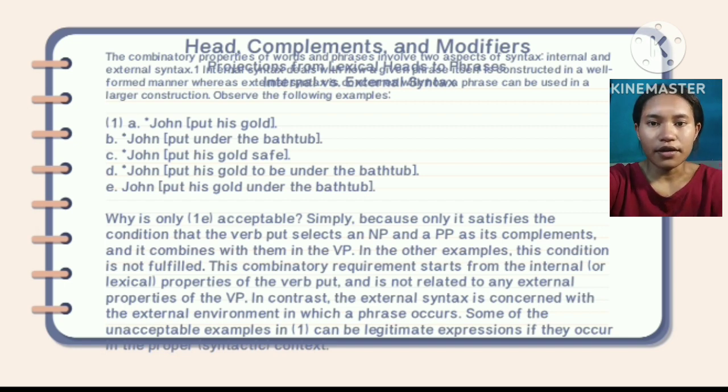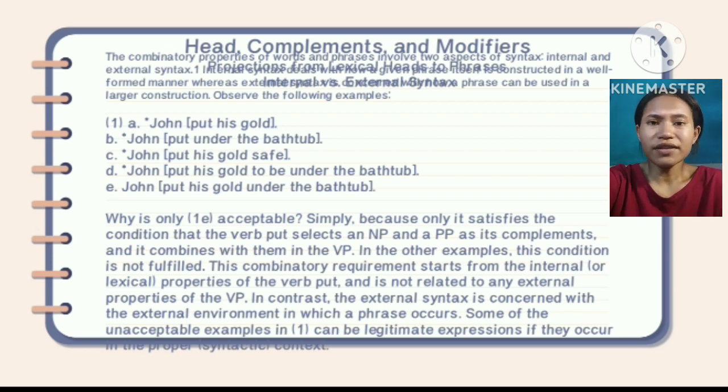Observe the following examples. A. John put his gold. B. John put under the bathtub. C. John put his gold safe. D. John put his gold to be under the bathtub. E. John put his gold under the bathtub. Why is only E acceptable?